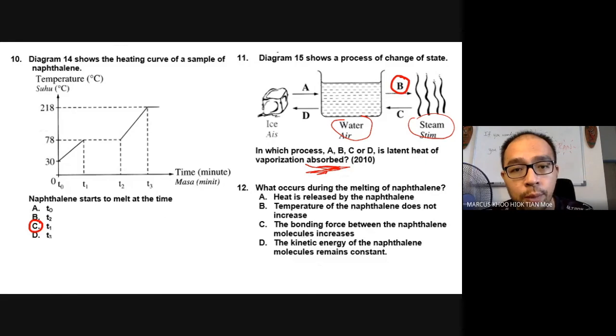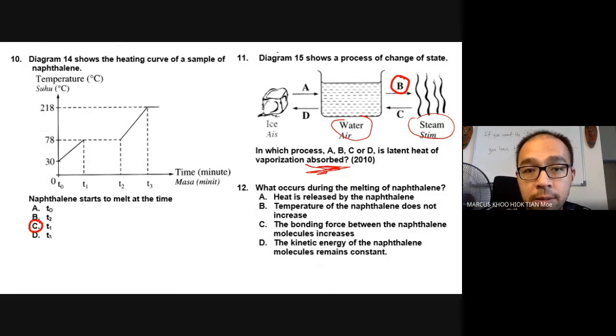All right, number 12, what occurs during the melting of naphthalene? Chloe, B. Did you say B or D? B. Temperature of the naphthalene does not increase. Oh yeah, you are right. B is the answer. Temperature of naphthalene does not increase during melting.